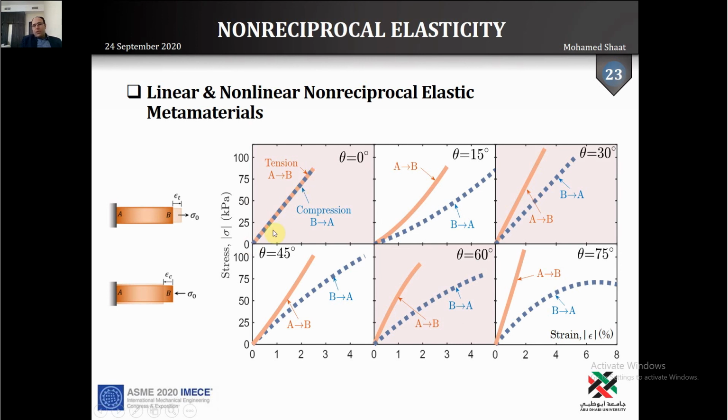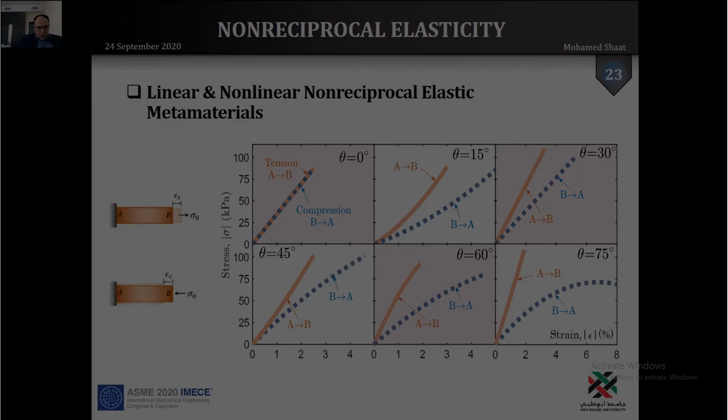We end up, under tension and compression, with the exact same stress strain curve, indicating that we do have reciprocity. We don't have any non-reciprocity. We do have symmetric deformation, but for the other material samples, we end up with different stress strain curves, indicating that these materials are non-reciprocal elastic materials.